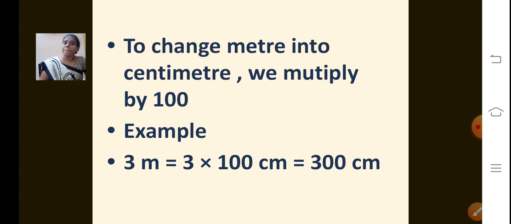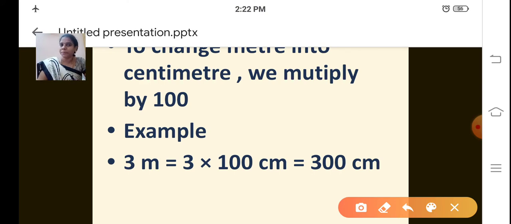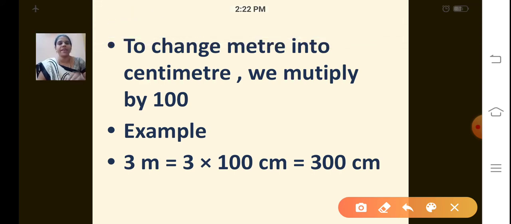To change meter into centimeter, we multiply by 100. If it is in meter, how do we change it into centimeter? We are going to multiply by 100. So 3 meter, if you're going to change into centimeter, what do we have to do? Multiply by 100. So 3 into 100.